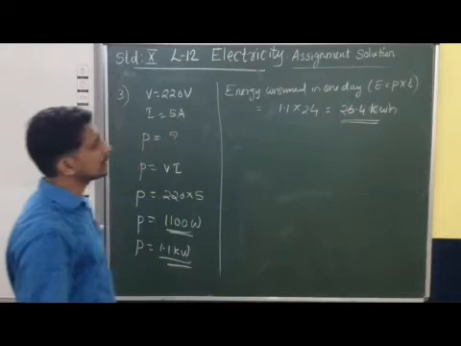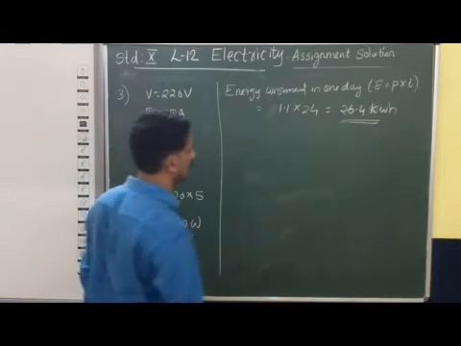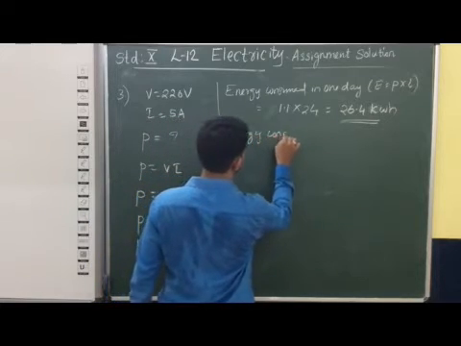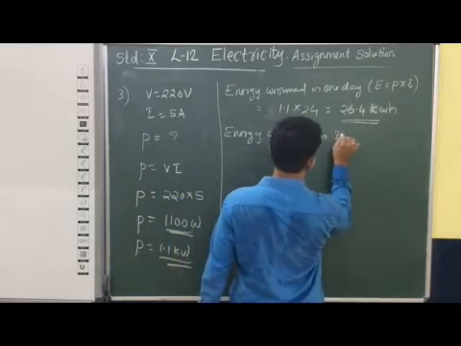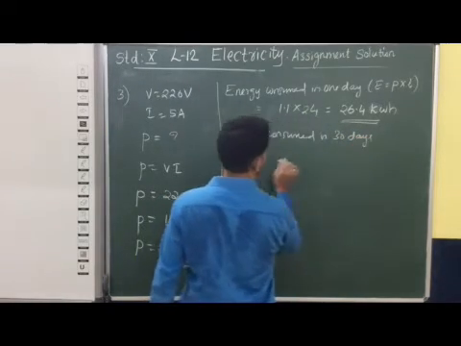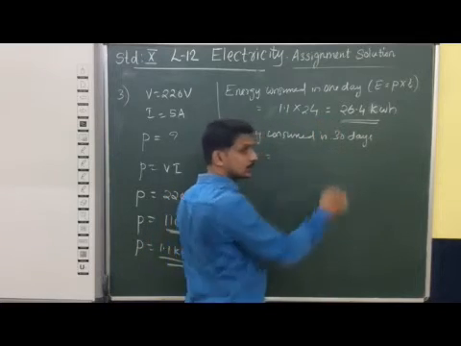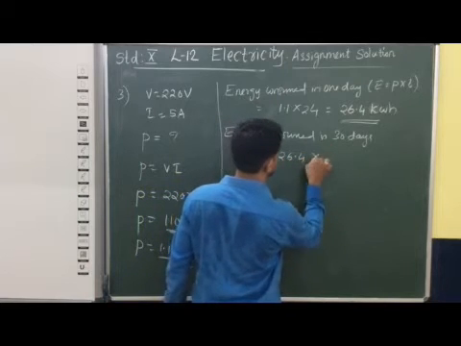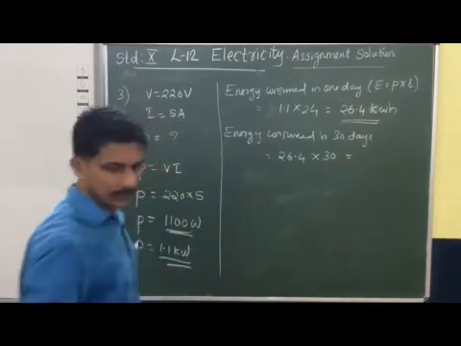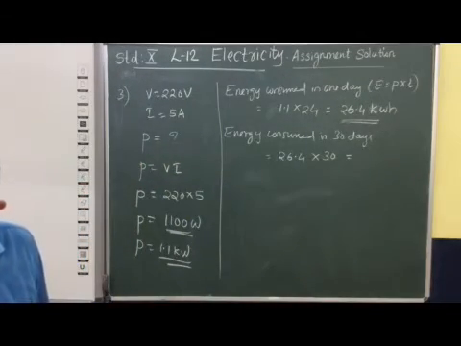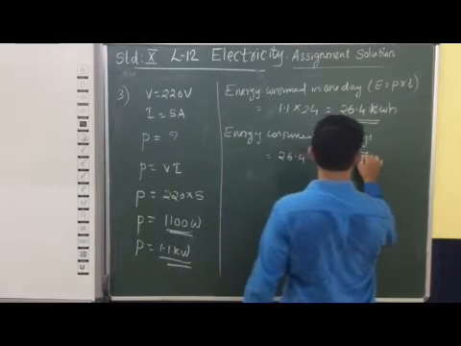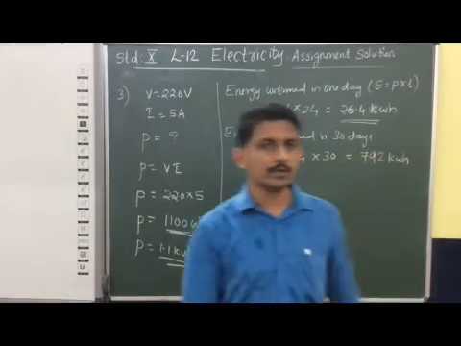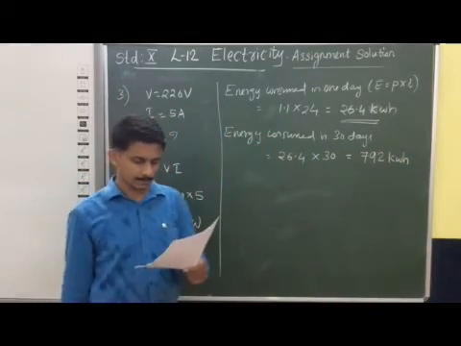So this much energy is consumed in 1 day, we can say 26.4 kilowatt hour. Now we have to calculate the energy consumed in 30 days. So the energy consumed in 1 day should be multiplied by the number of days. So 26.4 kilowatt hour times 30 gives 792 kilowatt hour. So this much energy is consumed in 30 days.